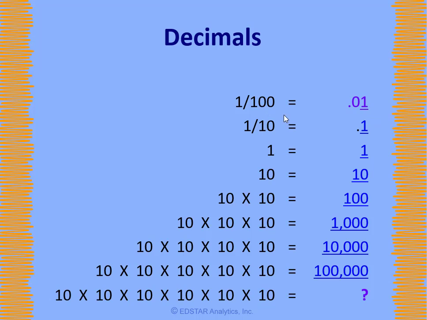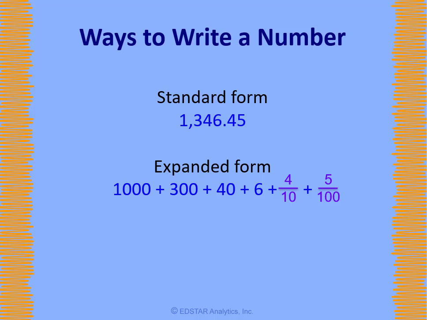And the reason this is important in percents is that 1/100th is 1%, because percent means out of 100. 1 out of 100 is 1%. Well, in decimal form, 0.01 is how you write 1/100th. So this is 1%.